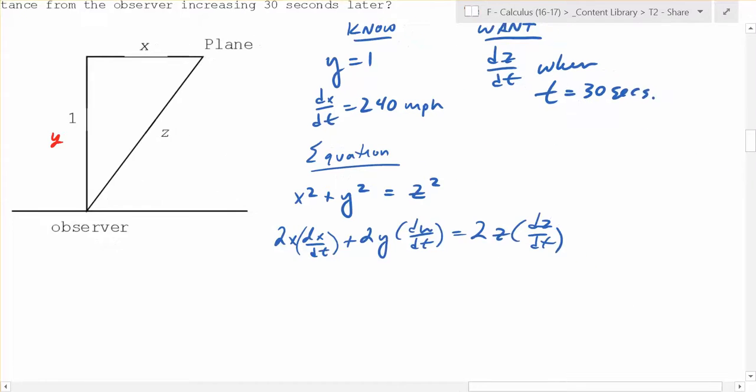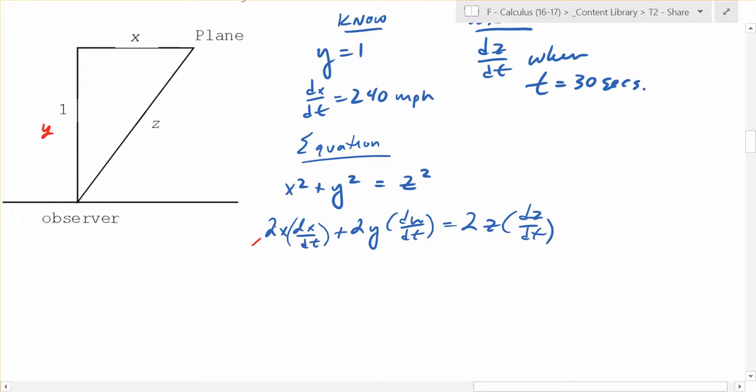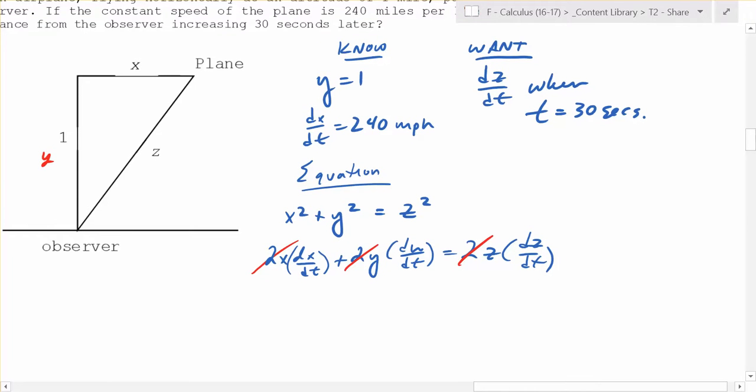So at this point, what can we cancel? The 2's, right? Yeah. And now can we start plugging things in? Yes. Which ones do we know? So we had x. What's the 240, right? Yeah. Plus what's y? 1 times dy.